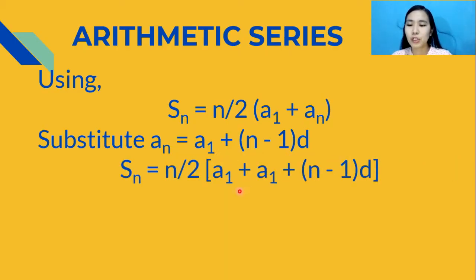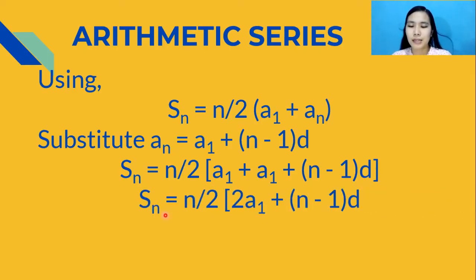So by substitution, we have S sub n equals n over 2 times the quantity of a sub 1 plus the value of a sub n, which will be a sub 1 plus the quantity of n minus 1 times d. Now let us combine our a sub 1. That will be S sub n equals n over 2 times the quantity of a sub 1 plus a sub 1, which is equal to 2a sub 1, plus the quantity of n minus 1 times d.